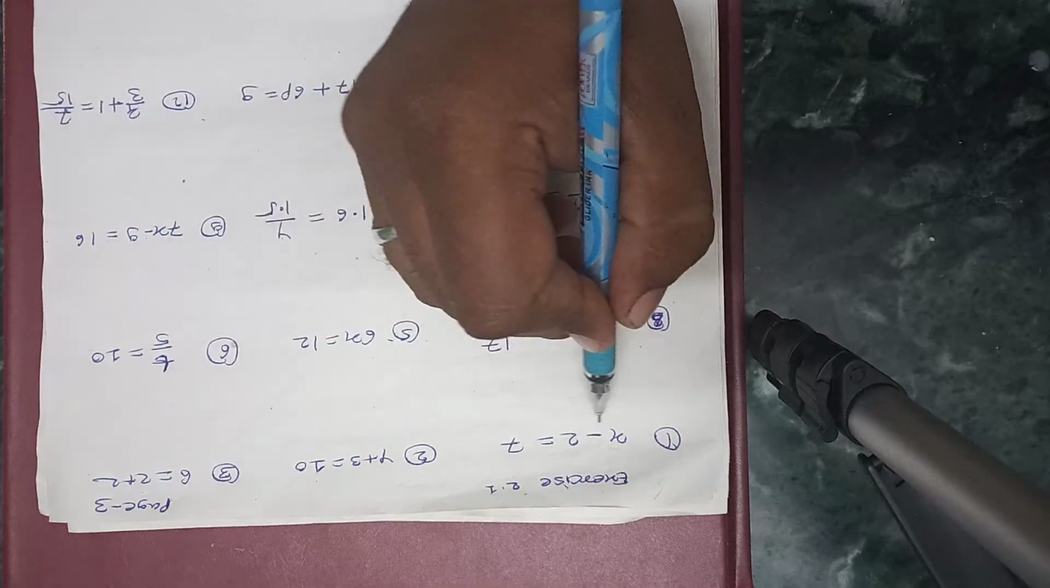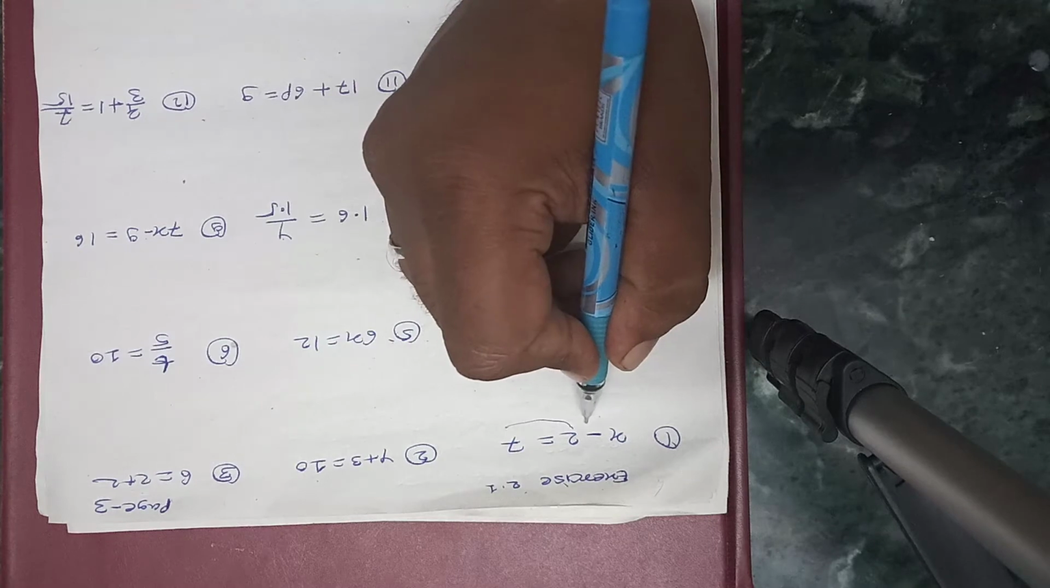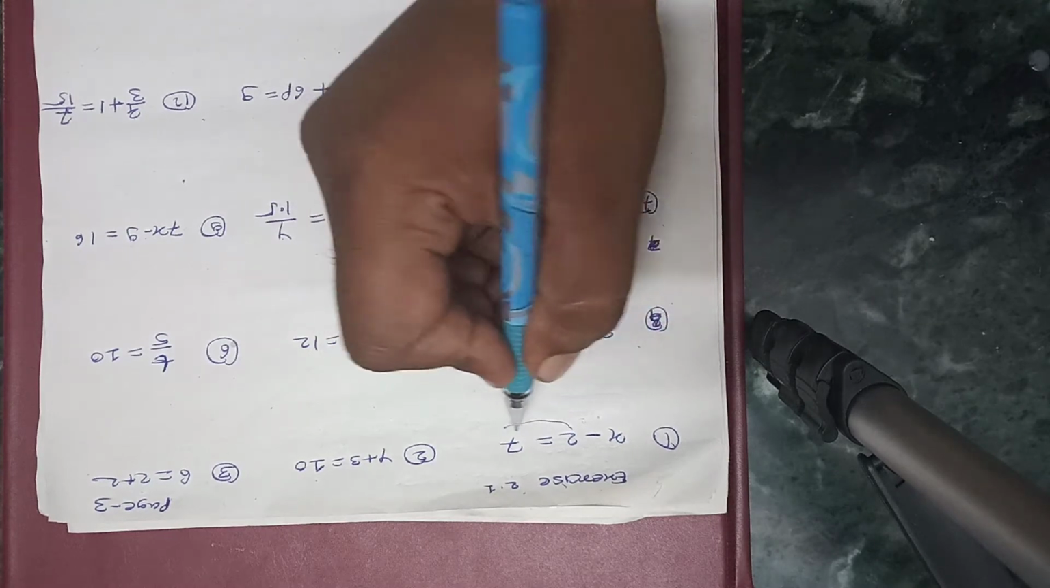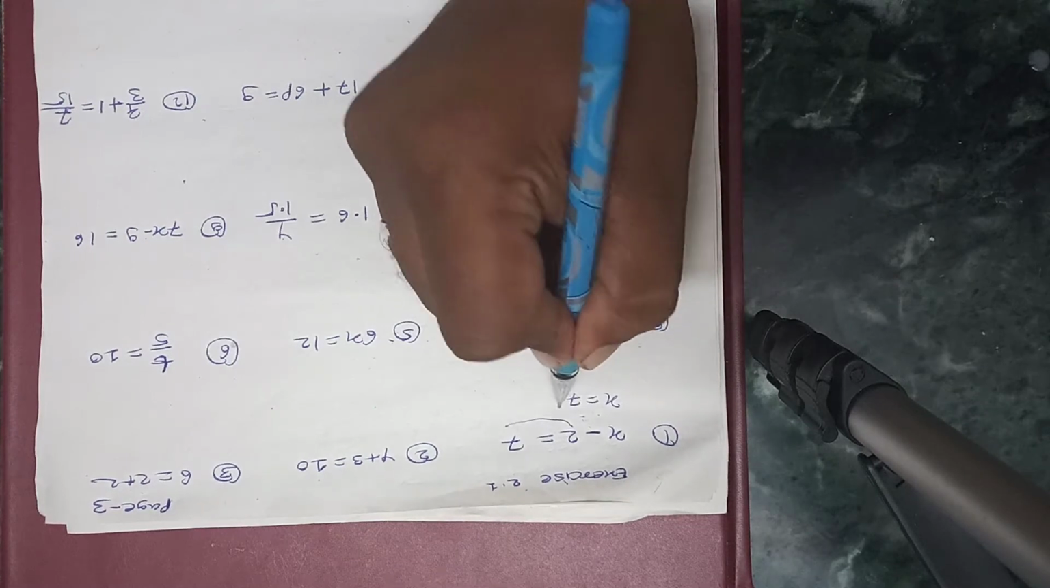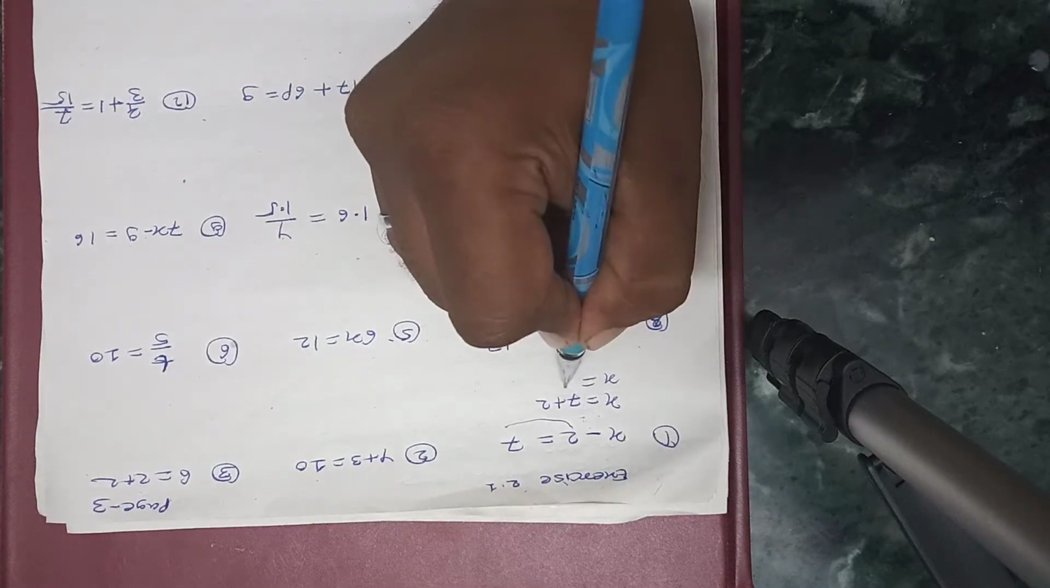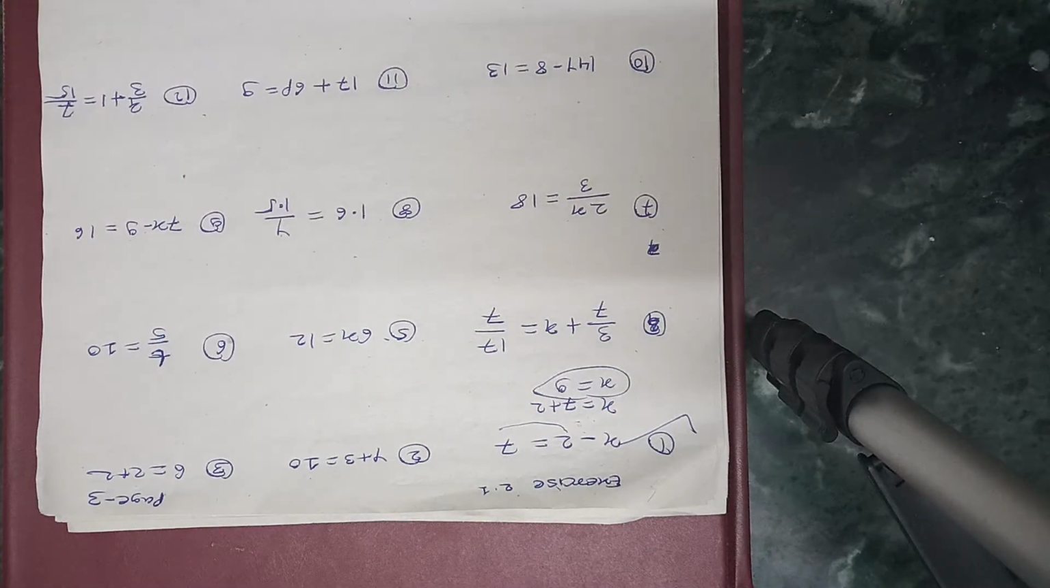Example number 1 is x minus 2 is equal to 7. Transfer this 2 here. When you transfer from the LHS to the RHS, minus will become plus. x is equal to 7 plus 2. The answer will be x is equal to 9. Example number 1 is completed.